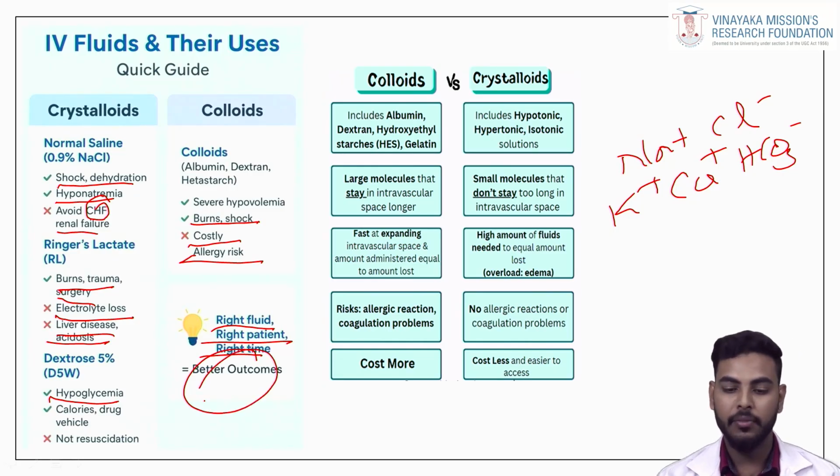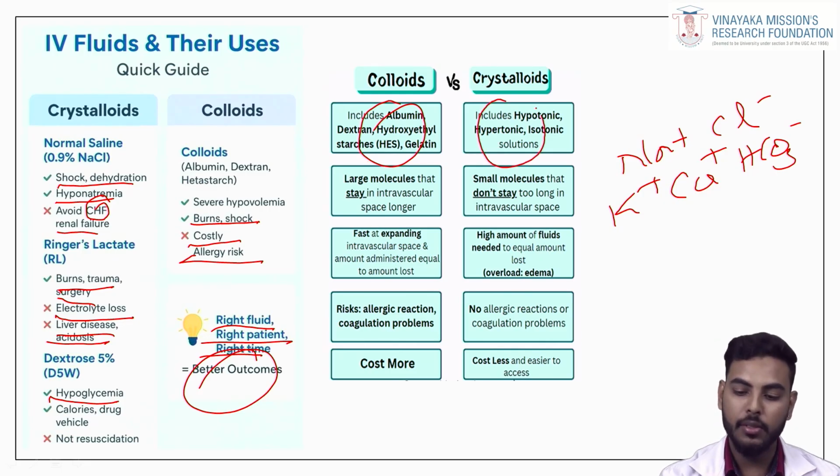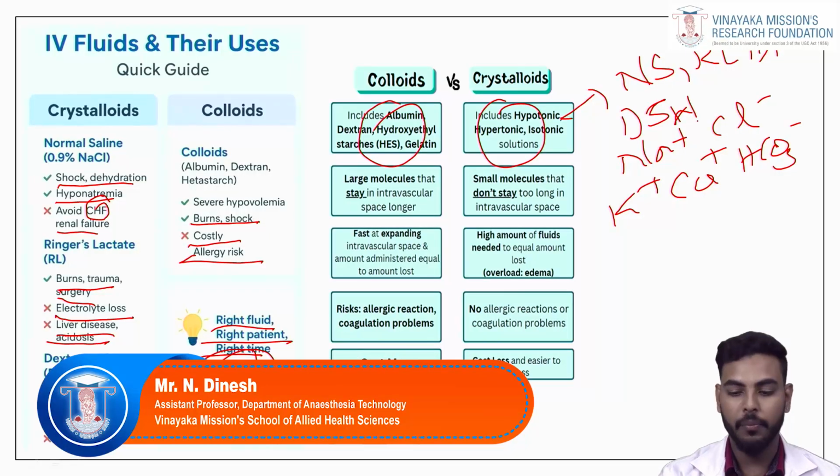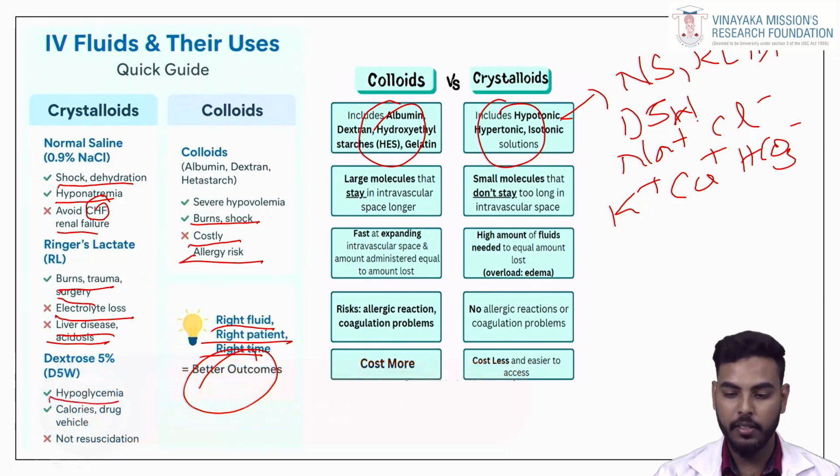So we can see the difference between crystalloids and colloids here. Coming to colloids, what colloids do we have? Already I have told you: albumin, dextran polymers, hydroxyethyl starch and gelatin. These are the different colloid solutions. Coming to crystalloid solutions, we have hypotonic, hypertonic and isotonic solutions. Under these we have NS, RL, DNS, then D5W. These are the different crystalloid solutions.